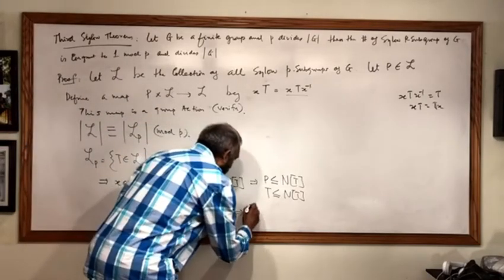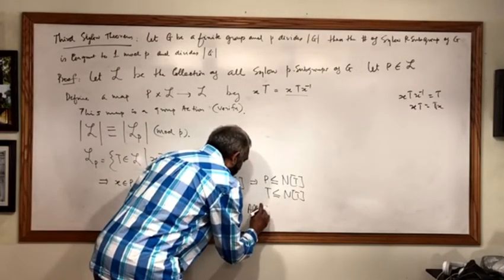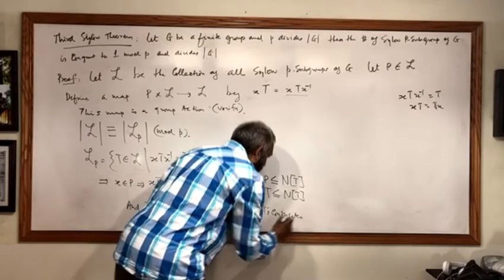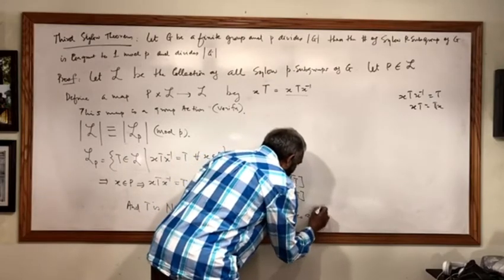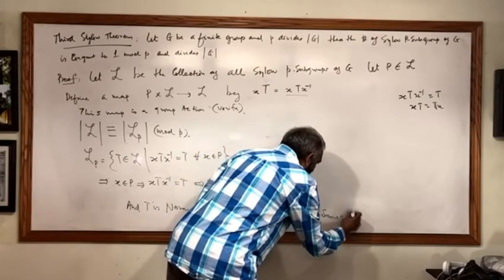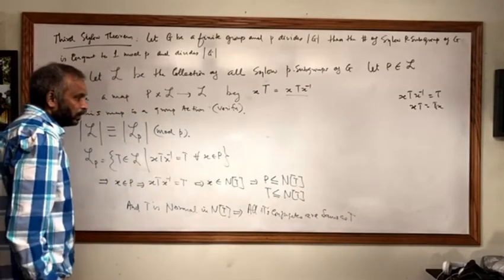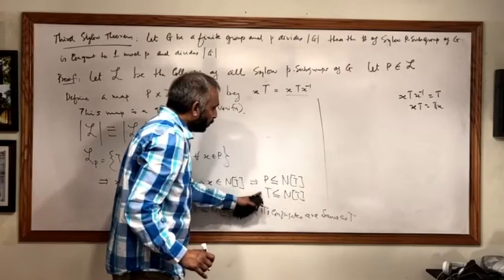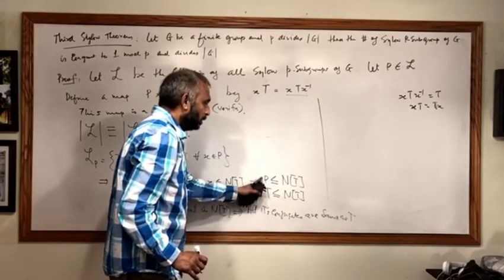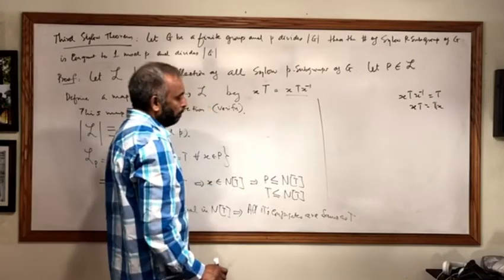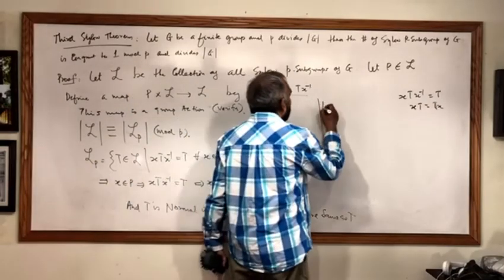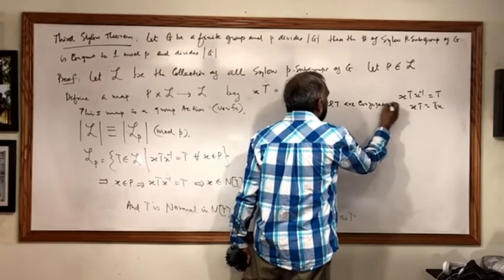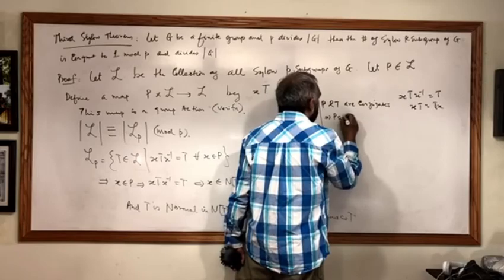So all T's conjugates are the same as T. So that means P and T are conjugates because they are Sylow's P subgroups. So P and T are conjugates implies P is equal to T.